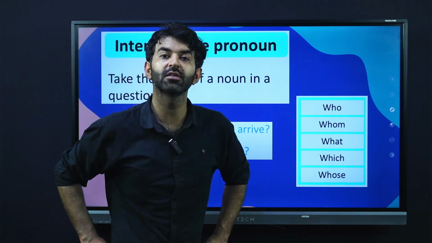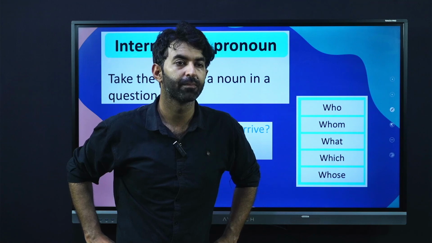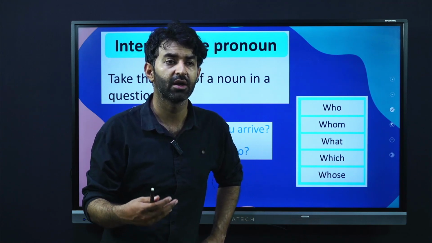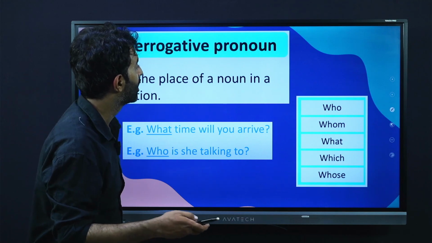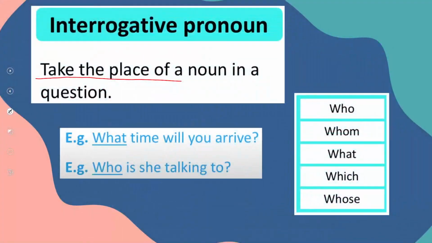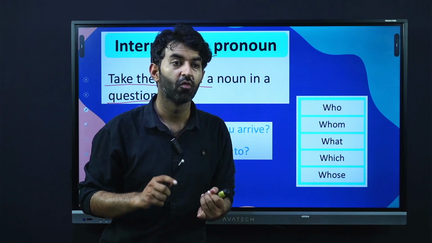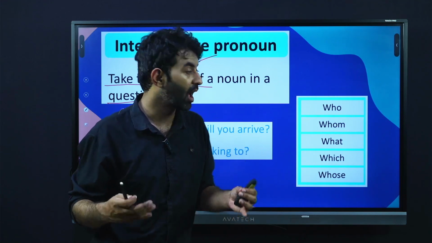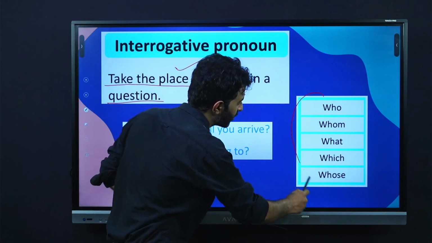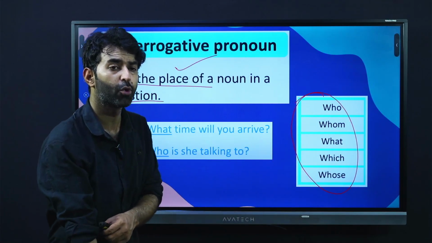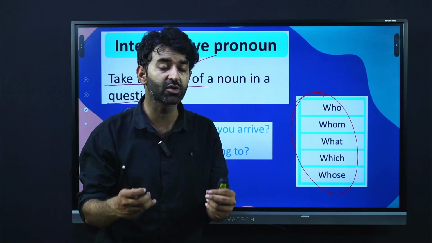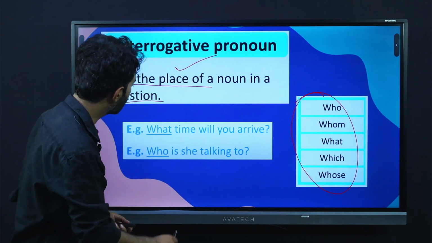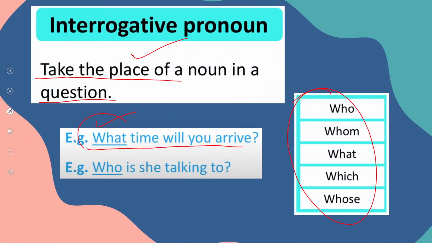Interrogative. Have you ever heard the word interrogative before? Interrogative is used for interrogation. It's used for questions. Now they take the place of a noun in a question. So the questions, when they are starting with those specific words like what, why, when, where, how, all these are your interrogative pronouns. We are asking questions using these pronouns, like what time will you arrive?